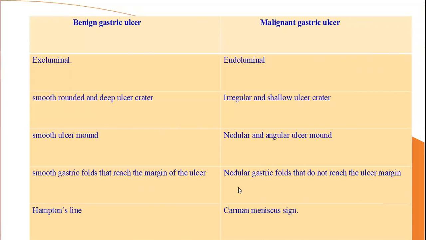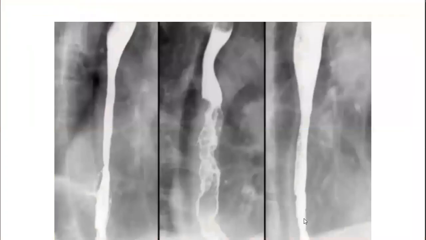Just to differentiate benign and malignant ulcers: benign ulcers project outside the contour of the lumen. They are smooth, rounded, and the ulcer is usually deep. Malignant ones are shallow ulcers, irregular, with a nodular ulcer mound, the heaped up mucosa that I was talking about, and nodular gastric folds that do not reach the ulcer margin. Smooth gastric folds that reach the margin and Hampton's line are benign, and Carman's meniscus sign is in the malignant ulcers.